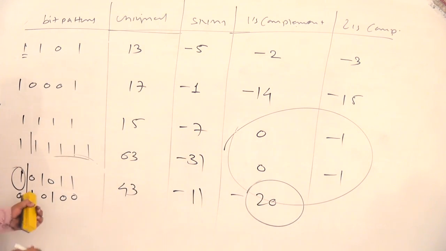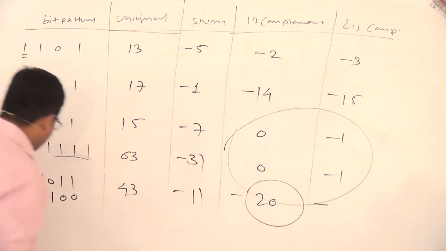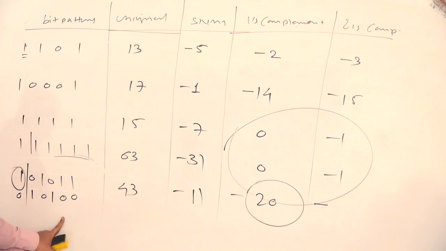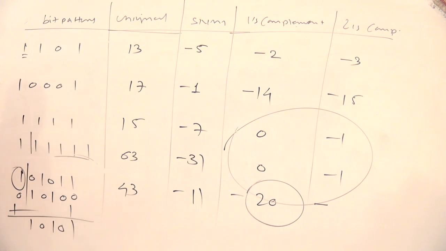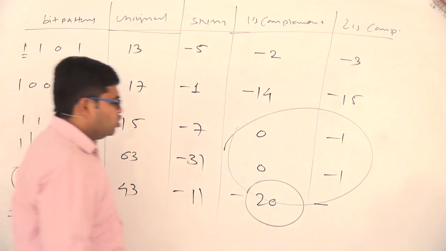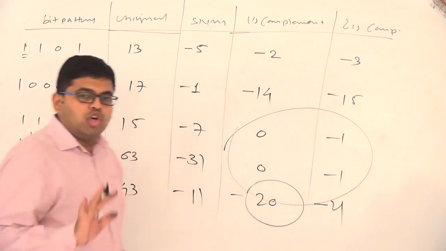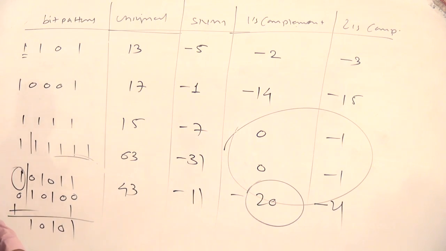And in order to find out 2's complement, 1 will become the minus sign, and in order to find out the magnitude, you will again take the 2's complement of the given negative number. So 1's complement plus 1 will be equal to 2's complement, 1, 0, 1, 0, 1, which means minus 21.